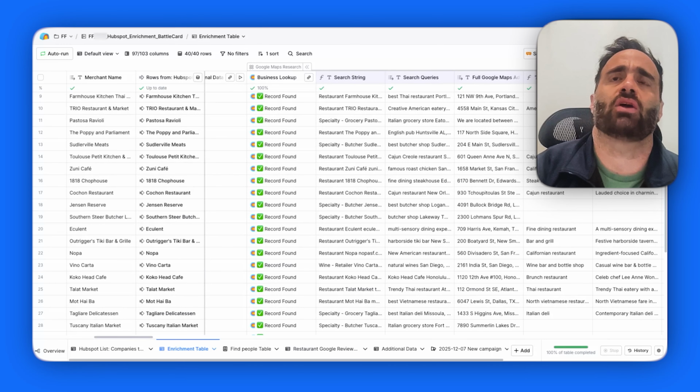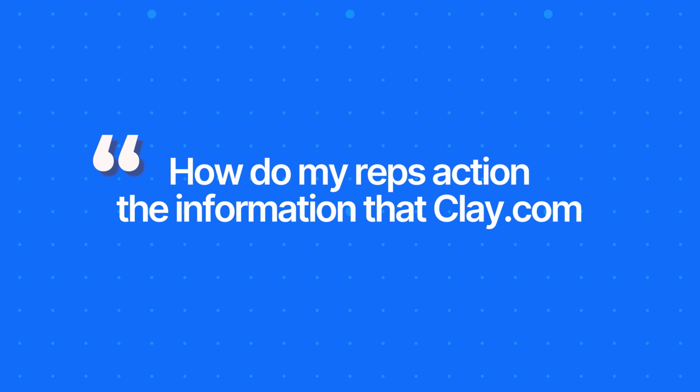One question we get quite a bit is, how do my reps action the information that Clay is driving for us? I don't want my reps going into Clay to have to look at it. So what do I do to get them that information? That's a great question. It's one we hear quite a bit. I want to show you right now in real time what that looks like.